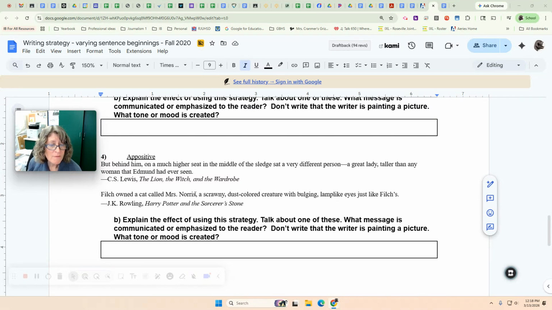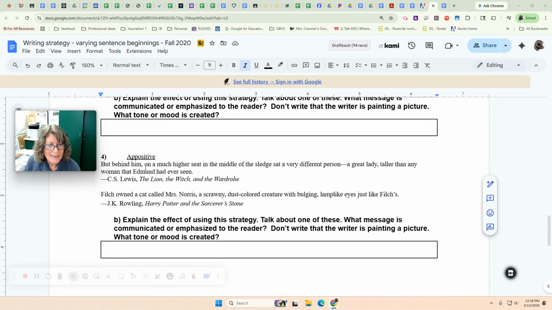The next part, Filch owned a cat called Mrs. Norris, a scrawny, dust-colored creature with bulging lamp-like eyes just like Filch's. Again, you have to identify where the appositive is. Okay, now normally we would talk about this together, so I'm going to do that now.